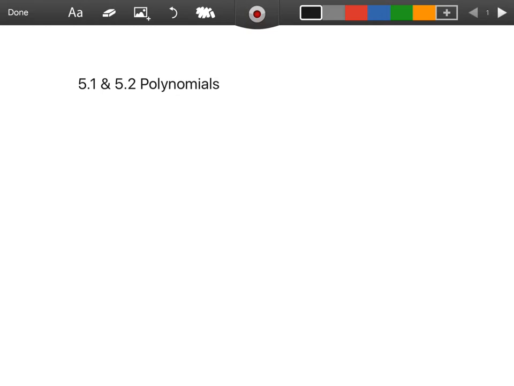Sections 5.1 and 5.2 we're going to do at the same time, just pulling stuff from each of those sections if you want to read those in the book. But basically it's over polynomials. So let's first talk about what's the definition of a polynomial.